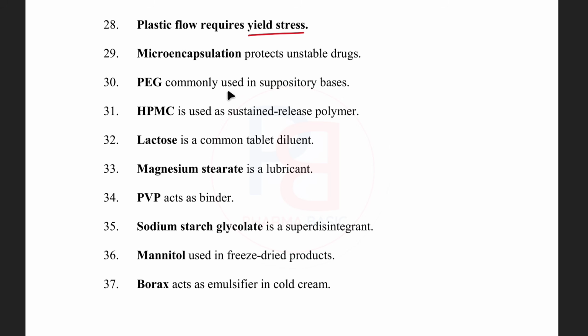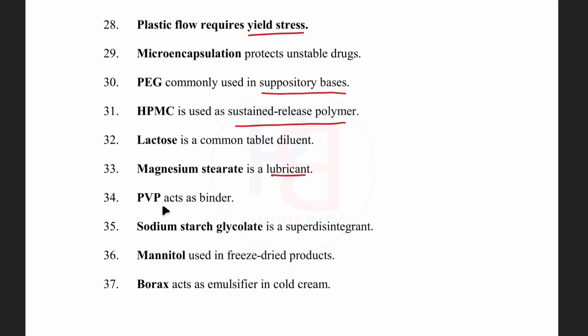PEG, polyethylene glycol, is commonly used as a suppository base. HPMC, hydroxypropyl methylcellulose, is used as a sustained release polymer. Lactose is commonly used as a tablet diluent. Magnesium stearate is used as a lubricant.